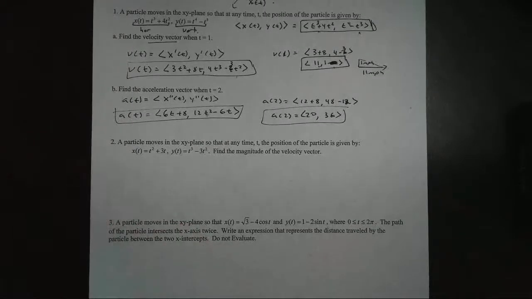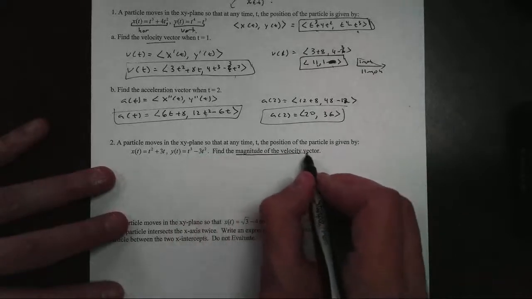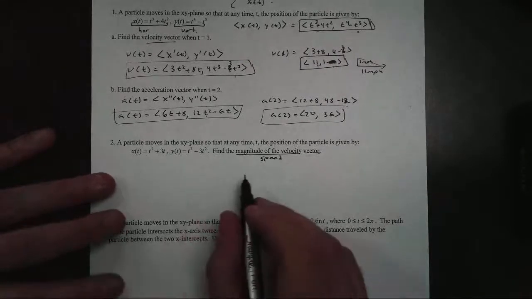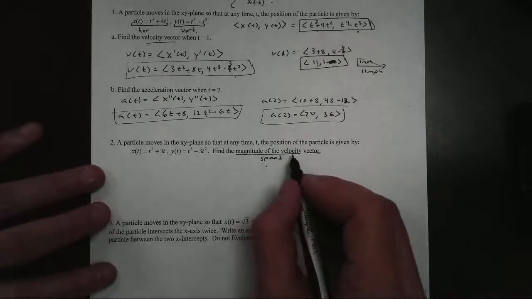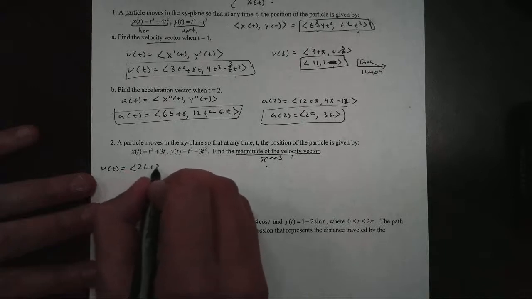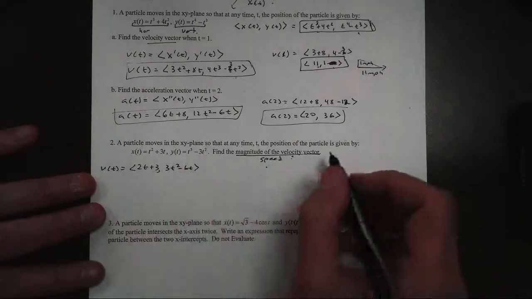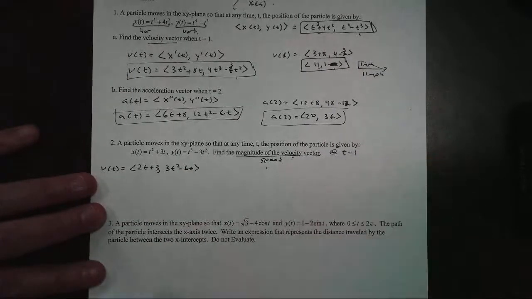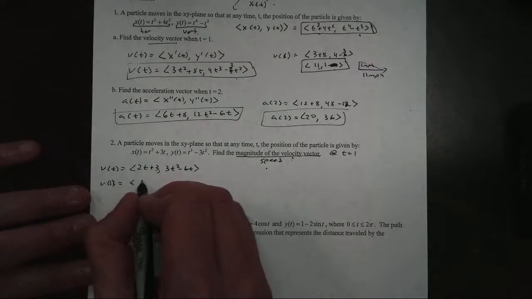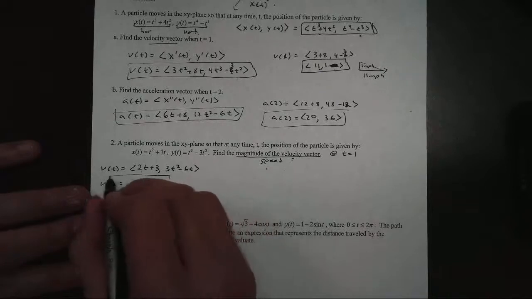Alright, so we have a particle that's moving along the xy plane, so here's its position vector. We want to find what we call the magnitude of the vector. This is like the actual speed of the particle itself. Before we do that, we need our velocity vector. So to get my velocity vector, that becomes 2t plus 3, 3t squared minus 6t. I don't have a time given, so let's make up a time at t equals 1. So to find the velocity at 1, we get 5, that's 2 plus 3, and 3 minus 6, so negative 3. So there's my velocity vector.